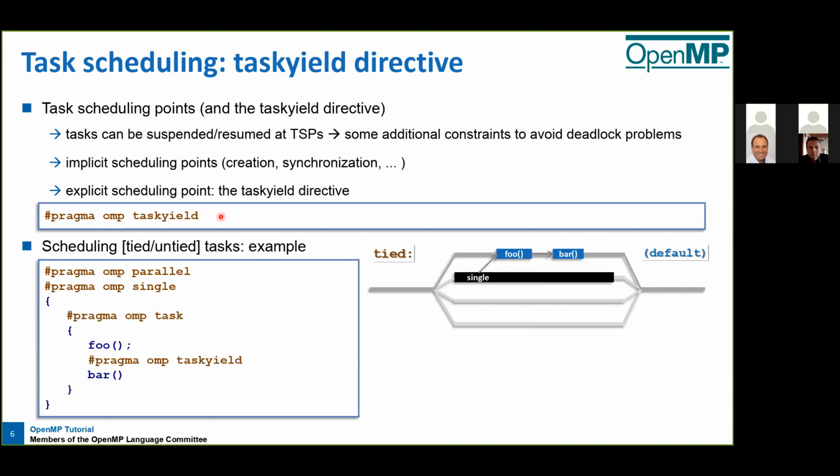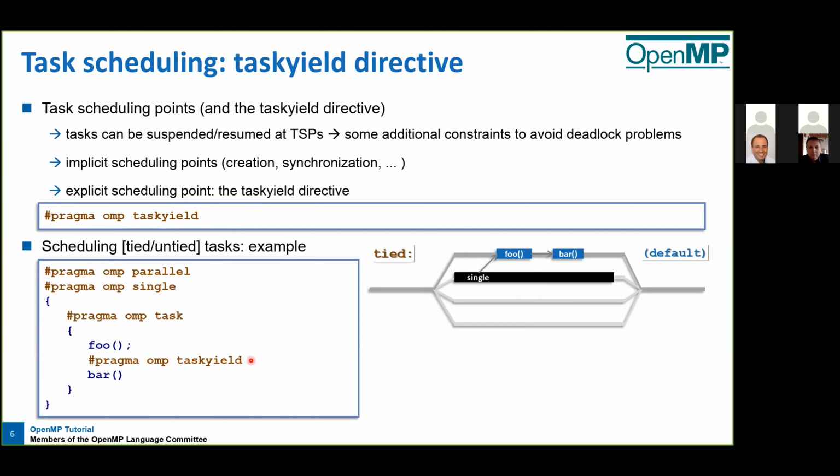Tasks can be suspended and resumed, as I explained, at certain so-called task scheduling points. That means, for example, the creation of inner tasks, but also when the taskyield directive is encountered. So what does it mean? If we have a task here with a taskyield, the task might be suspended. The thread executing the task could do something different and then come back and resume the task and execute bar.